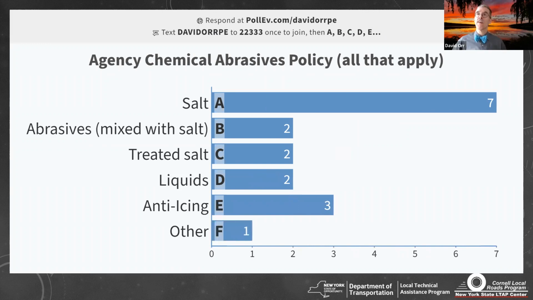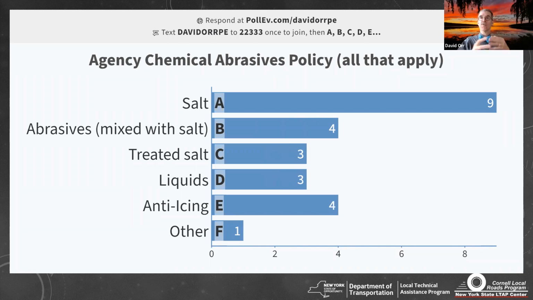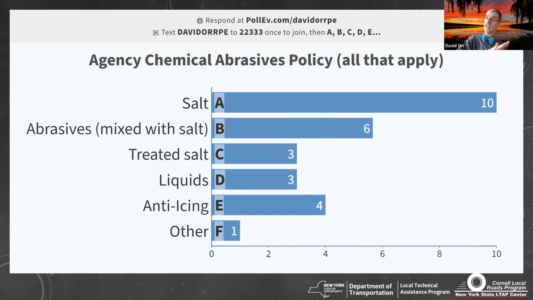Okay, so 7 of you have a salt policy. A couple of you have abrasives as a primary thing. Some of you treat your salt, some use liquids, some use anti-icing. Of course, I know that you're going to have different plans for different kinds of weather, so you may have some variation. For instance, you may not want to put liquids down in certain temperature regimes because it creates a thin layer of ice for a very short period of time. Some agencies don't want to do that, which is why some agencies like pre-wetted. And somebody put other, I'm assuming that might be something like snow fences.